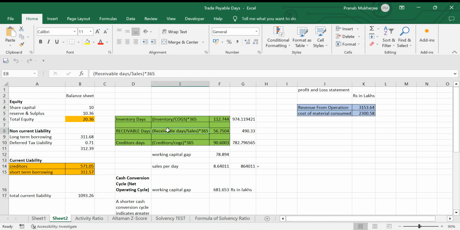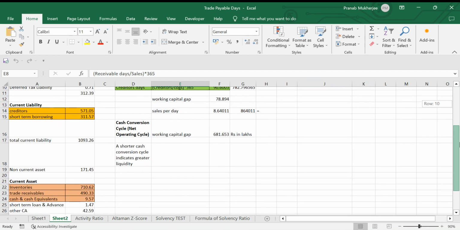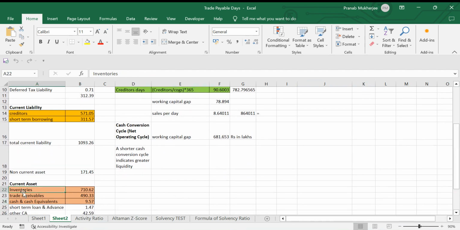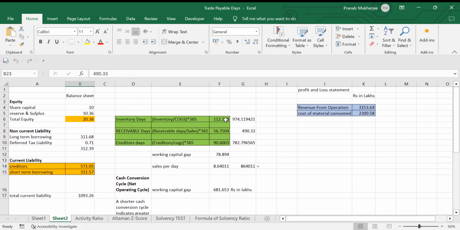Inventory, receivables and creditors, how do we calculate them? First inventory, and later creditors days. Here we calculate inventory. Trade receivables is simply called receivables, so this value we will use in that formula. And this is the COGS. So inventory divided by cost of goods sold, multiplied by 365. For this given balance sheet, it comes out to be 112 days.